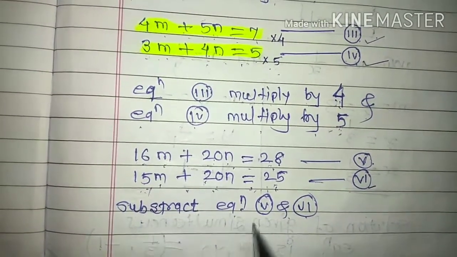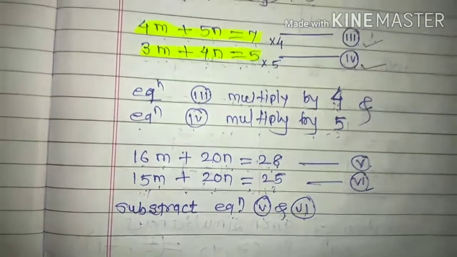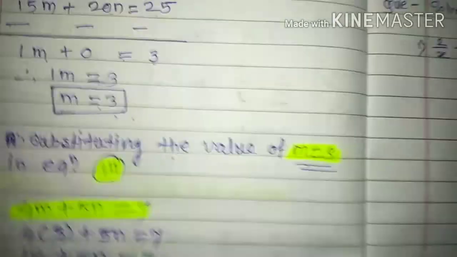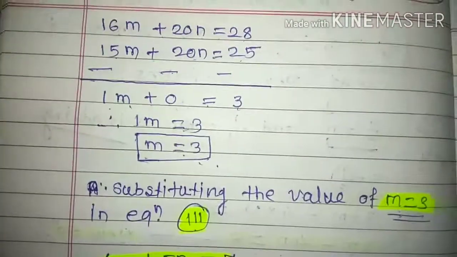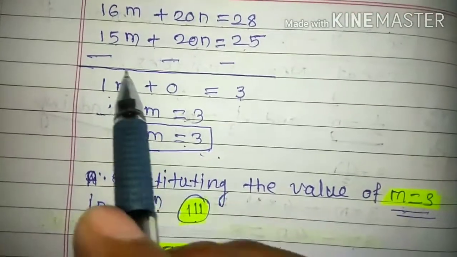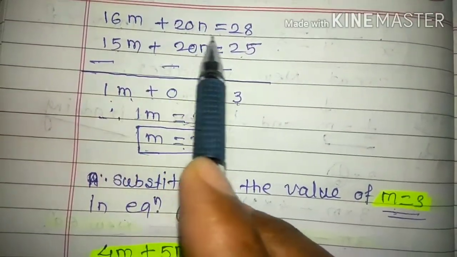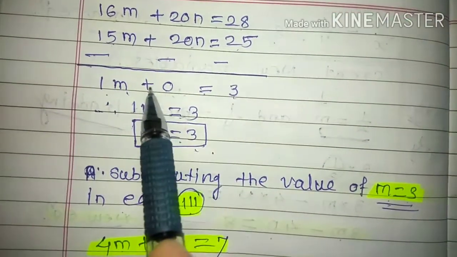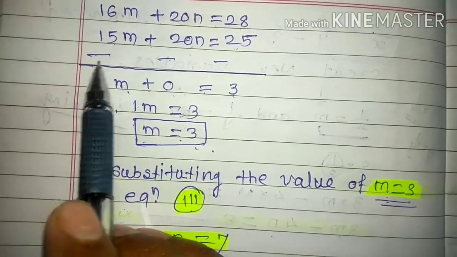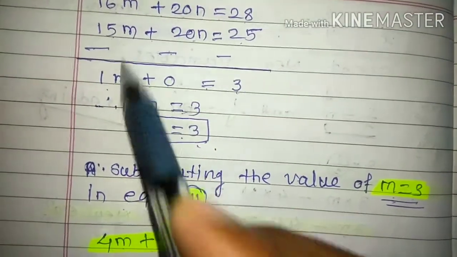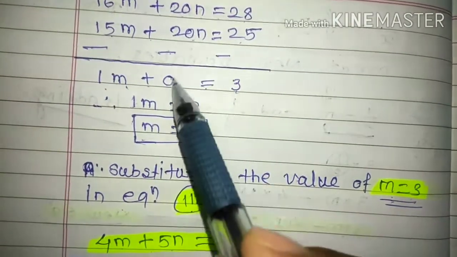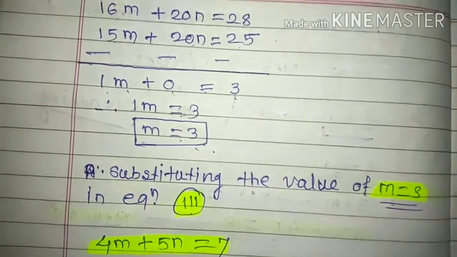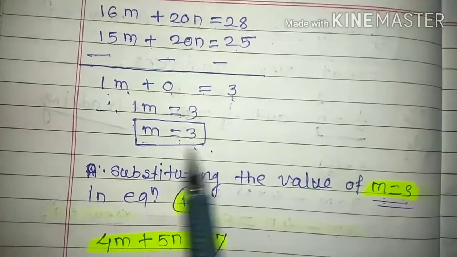Then subtract equation 5 and 6. Listen here, 16m + 20n = 28, 15m + 20n = 25. Therefore, after subtracting, 16 minus 15 is equal to 1m, 20n minus 20n is equal to 0, and 28 minus 25 is equal to 3. Now 1m is equal to 3, so m is equal to 3.